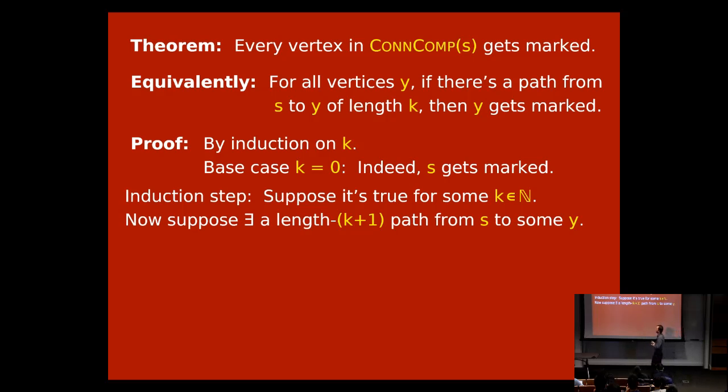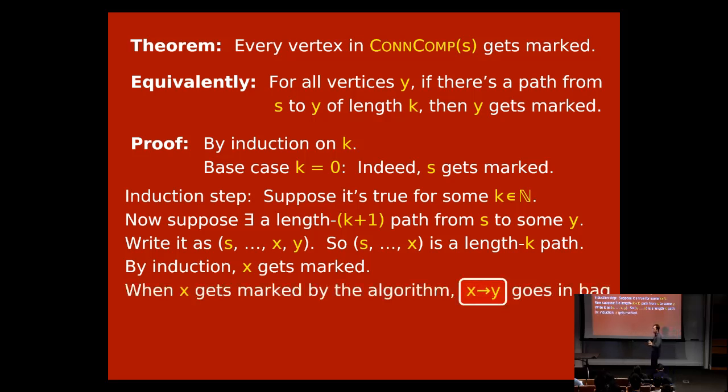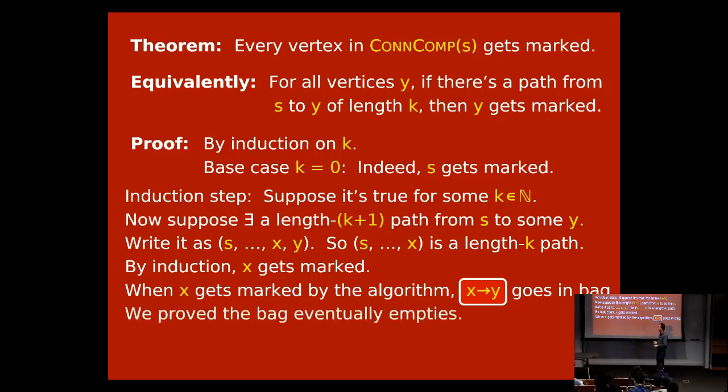I think it's relatively clear how you would use the induction hypothesis. You'd say, look, we have this path from S to y of length k plus 1. Let's say x is the second last vertex on the path. So the path from S to x is a length k path. So by the induction hypothesis, the algorithm marks x. And if you look at the algorithm, when x gets marked, you put all of its neighbors into the bag. In particular, y has to be one of its neighbors because xy is on a path. So you put y in the bag.